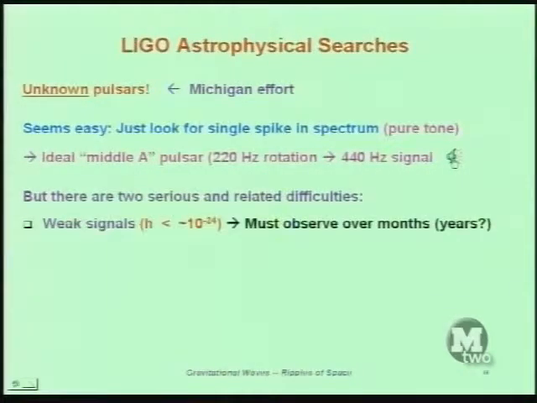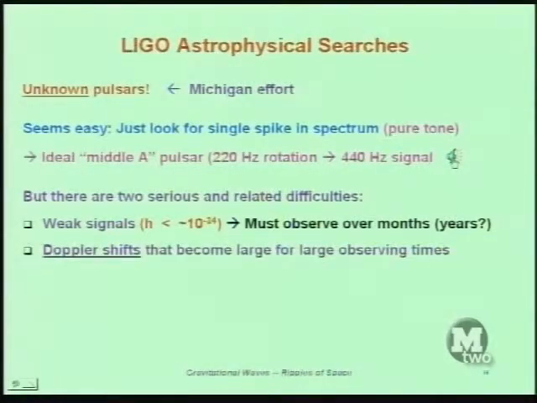The first problem is that the signals are extremely weak. I've talked about signal strengths at the level of 10 to the minus 21 as being just barely observable with these interferometers. Well, these signal strengths are 10 to the minus 24, we think, or smaller. So we have to observe for many months, if not years, to have any chance of detecting a signal like that. We have to look at it in a very coherent way.